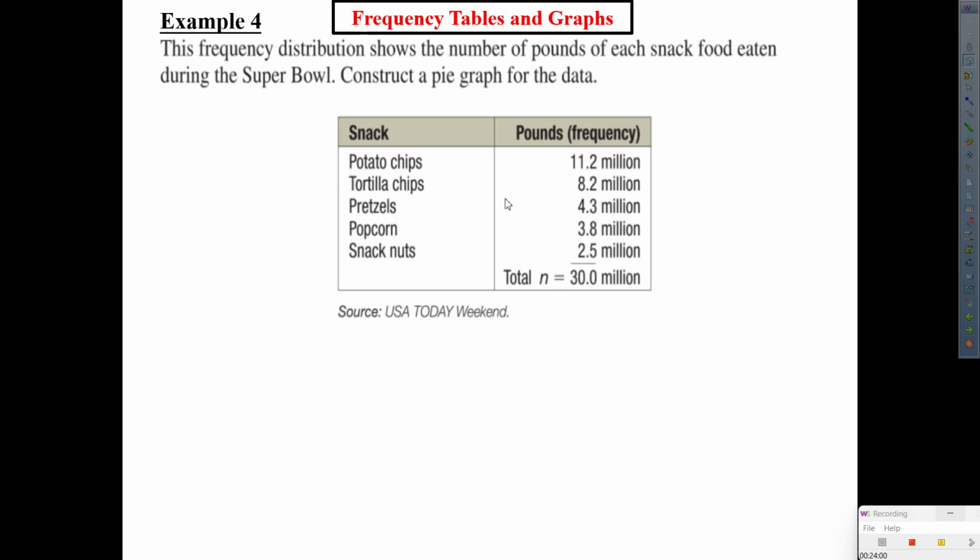So copy that. This is comparing snacks to the number of pounds eaten during the Super Bowl. It says, this frequency distribution shows the number of pounds of each snack food eaten during the Super Bowl. Construct a pie graph for the data.